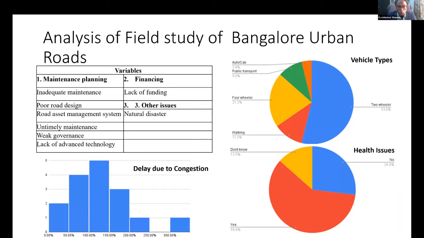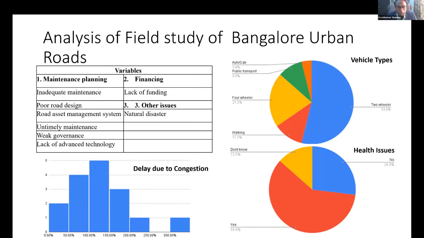So we went into the field and studied the roads in Bangalore, and we also had feedback from various kinds of users and stakeholders. I'm putting up a very small slide to present. Majorly, people said lack of maintenance, poor road design, and untimely maintenance. Another thing is lack of finance: even though I know this is the repair I have to do, I don't have money to do it. And climate risk, like today's rainfall creating flooding, was also raised.